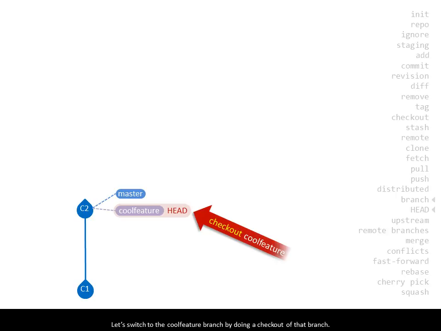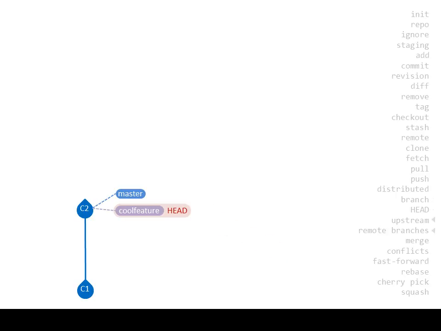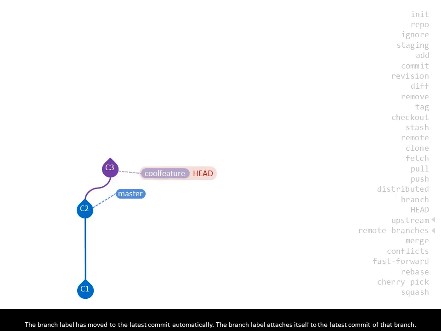Let's switch to the cool feature branch by doing a checkout of that branch. Now we have added a commit to the new branch. The branch label has moved to the latest commit automatically. The branch label attaches itself to the latest commit of that branch.